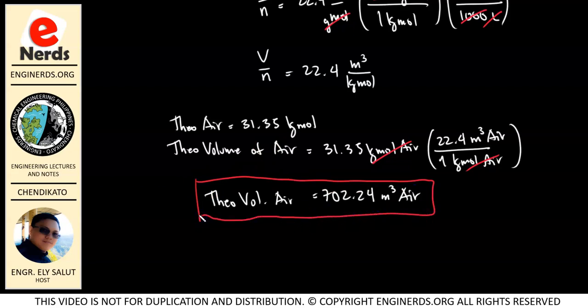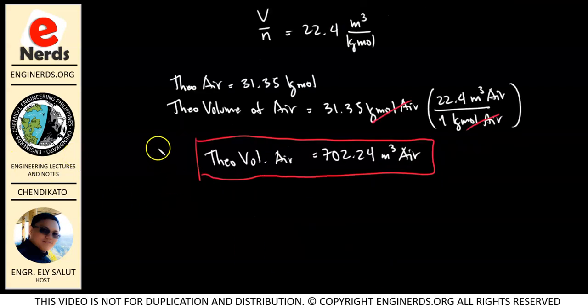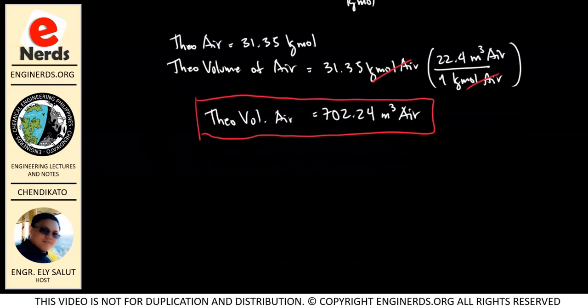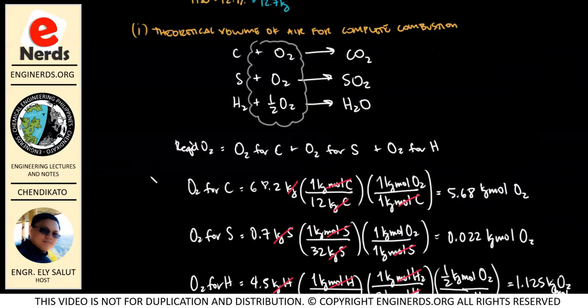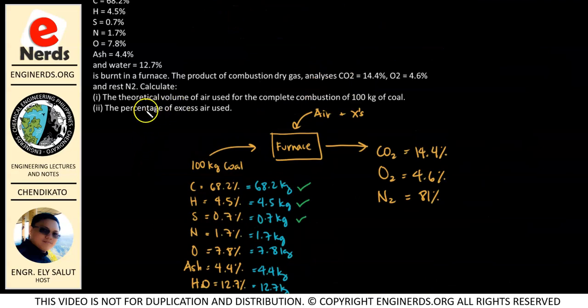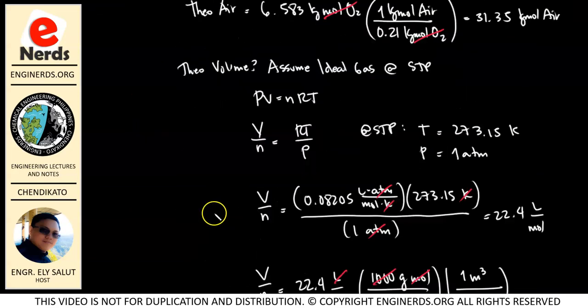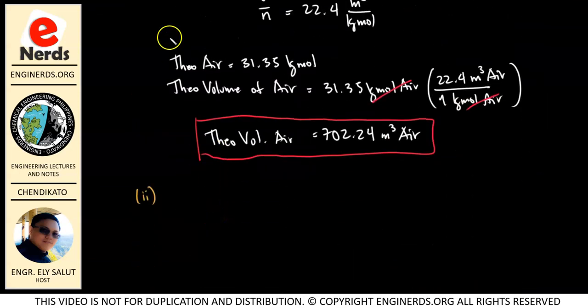Okay. So, nakuha na natin yung theoretical volume ng air. We are now going to solve yung second problem. At ang pinahanap sa atin dito is yung percent excess air na ginamit natin, ano? Dahil meron tayong in-apply na excess air. So, alam na natin kung gaano karaming air yung gagamitin natin. We know that the theoretical air is 31.35. So, ang kailangan nating makuha is yung percent excess air used.